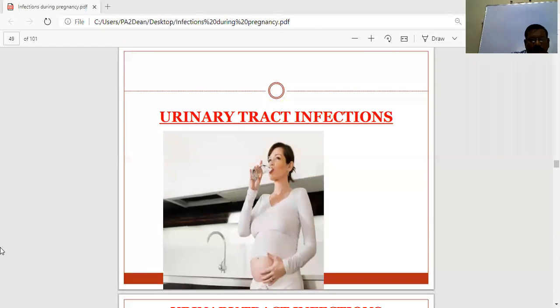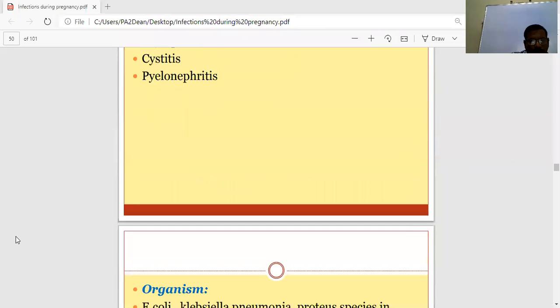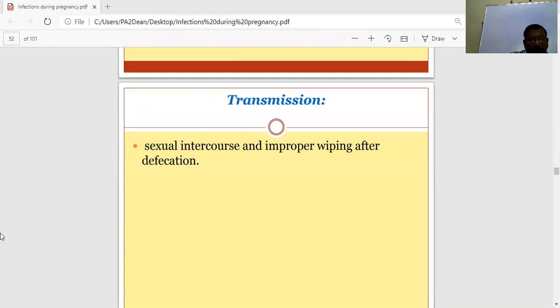Then coming to urinary tract infections, this may be asymptomatic bacteriuria, cystitis, and pyelonephritis. With this, the patient with UTI can present to us. The organism is generally E. coli, Klebsiella pneumoniae, and Proteus species in recurrent urinary tract infection. Less frequent gram-positive causative organisms include group B streptococcus, enterococci, and staphylococci. Transmission is by sexual intercourse and improper wiping after defecation.